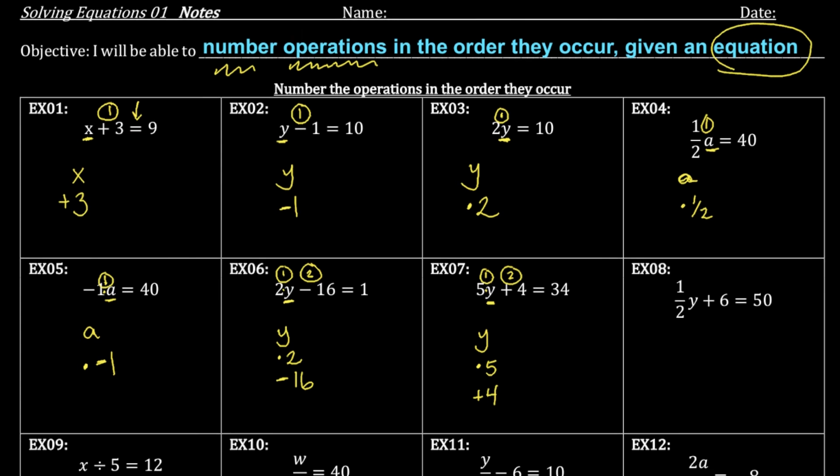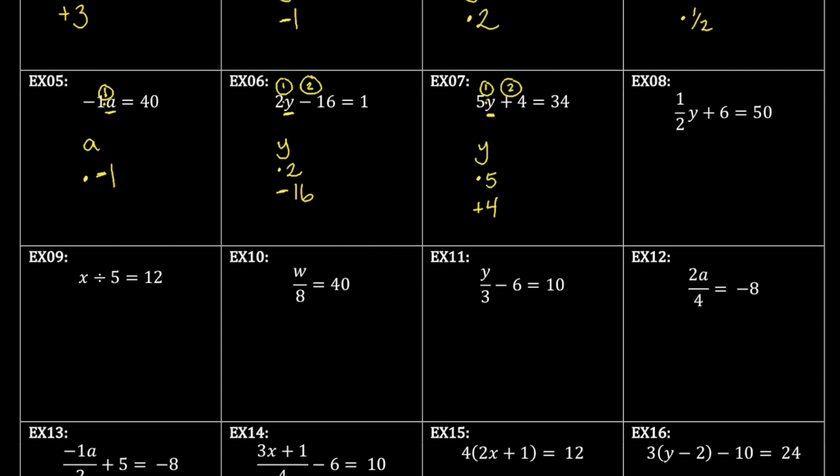Move this up a little bit. So in example 8, in this equation, we start off with y. Remember, we multiply by half. So we have y, we multiply by half. And then we add 6. The second step is that we add 6. And then we get 50.